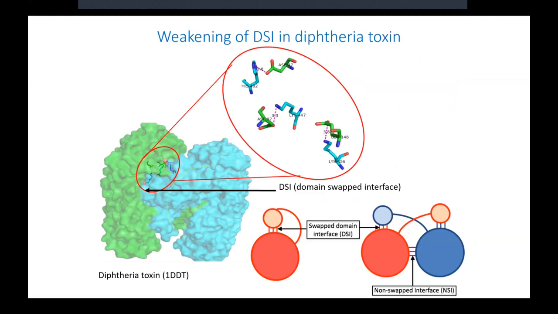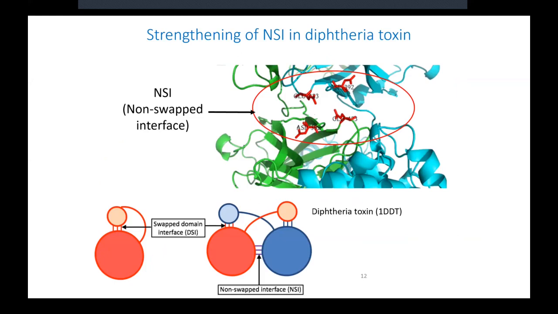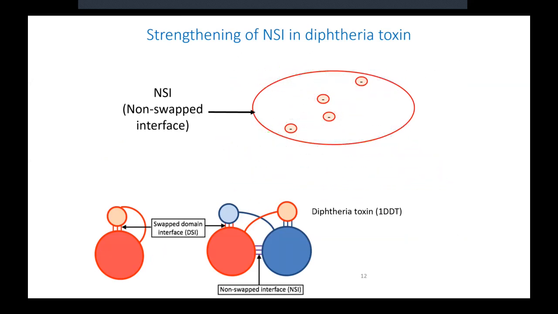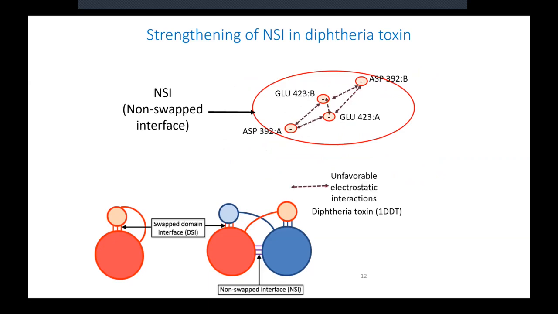After observing the structure of the diphtheria toxin dimer, we found three salt bridges present at DSI, which were destabilized at acidic pH. Whereas we observed four negatively charged amino acids with repulsive interactions at NSI, which became neutral at acidic pH, which caused the increase in stability of NSI at acidic pH. Thus, weakening of DSI and strengthening of NSI lead to formation of domain swap structures at acidic pH.